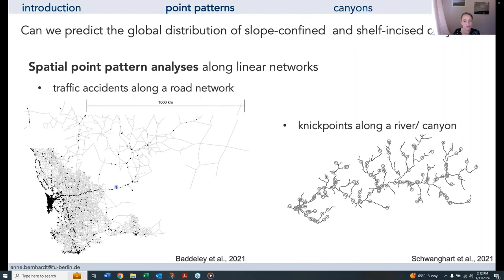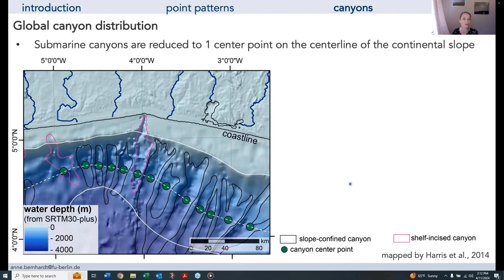happen along the roads. And as more geomorphic examples, this is an example from Wolfgang, where he models midpoints along a river, could also be a submarine canyon, that of course can only occur along the thalweg of the geomorphic feature here. So that alters the math a little bit, and we use this particular version where we use the center points of mapped submarine canyons along a continental margin, and then we collapse these on the continental slope center line.